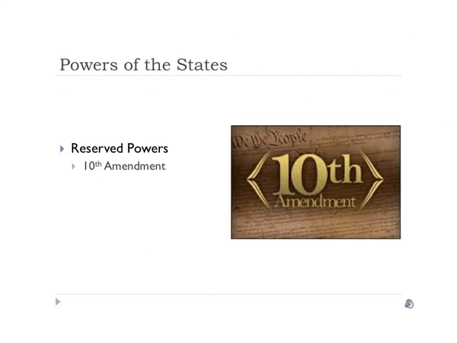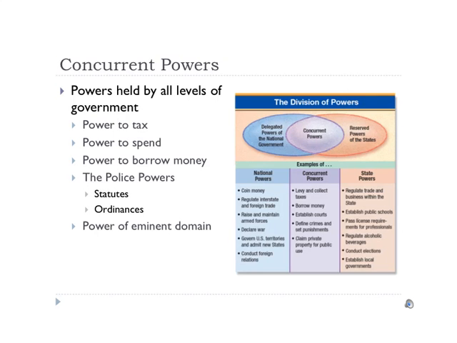The powers that the states hold are called reserved powers, and that's because in the 10th Amendment to the Constitution, it says that all powers not granted to the national government or denied to the states are reserved to the states. And the idea was that the national government only had the powers they were granted specifically, and the states held everything else. Now, what about powers that are held by everybody?